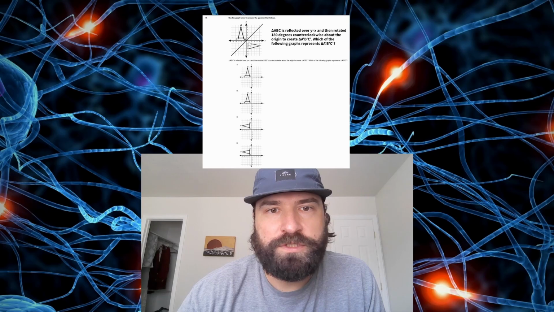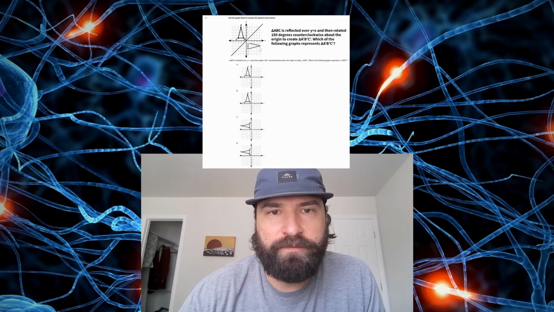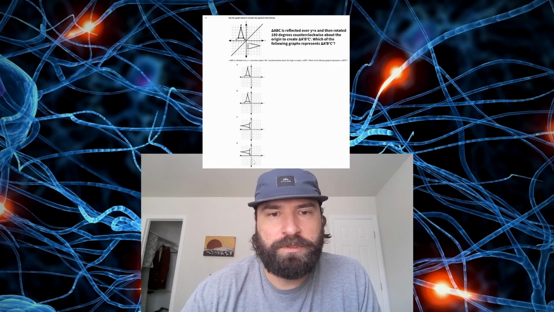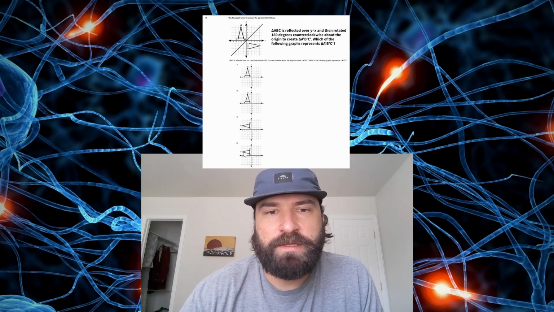C, which is 1 comma negative 3, would become negative 1 comma positive 3. And A would become negative 5 comma positive 2. So if we're looking at our answers, that looks a lot like D.